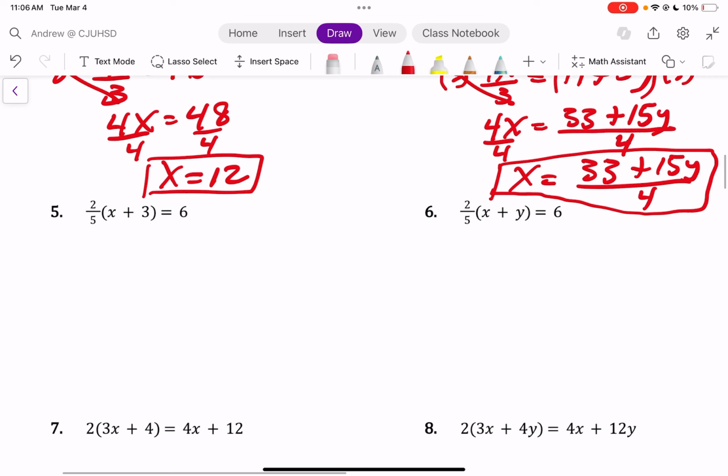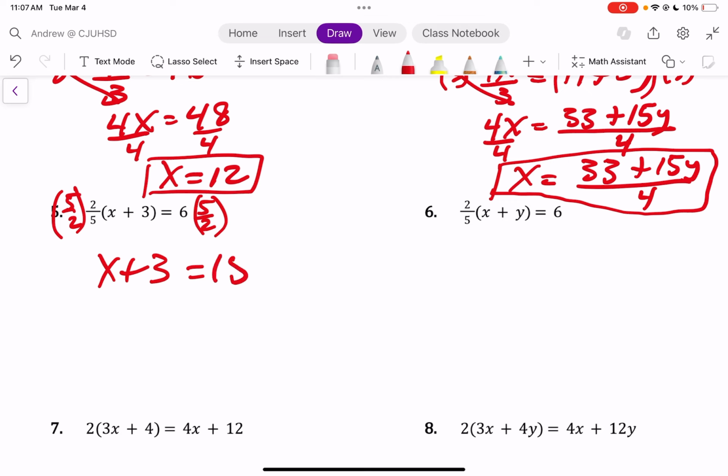Number 5, first I'm going to multiply by the reciprocal. That's going to cancel out the 2/5, just giving me x plus 3. For the fractions here, I'm going to go 6 times 5 is 30. 30 divided by 2 is 15. One more step, and we got 12.